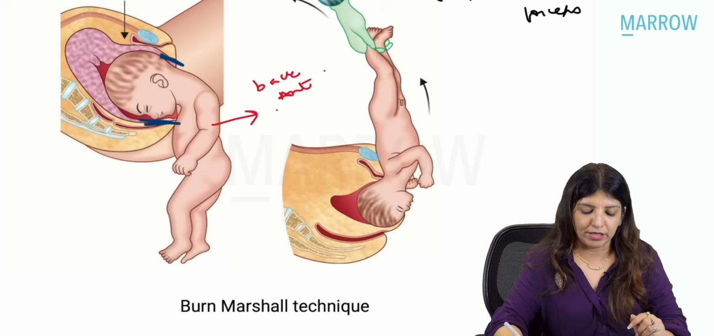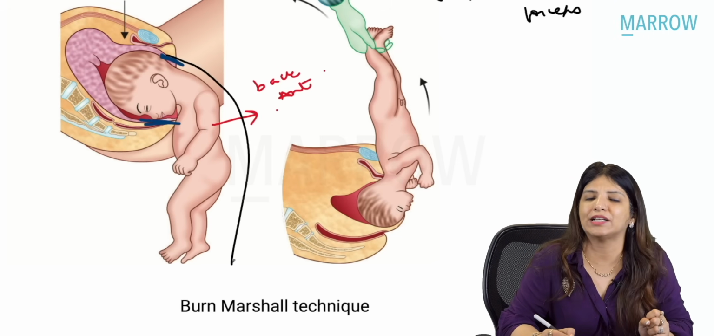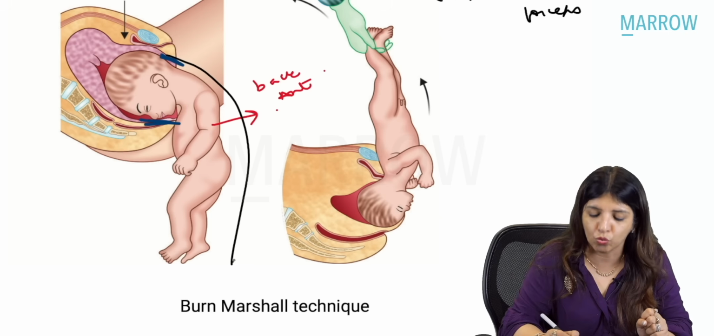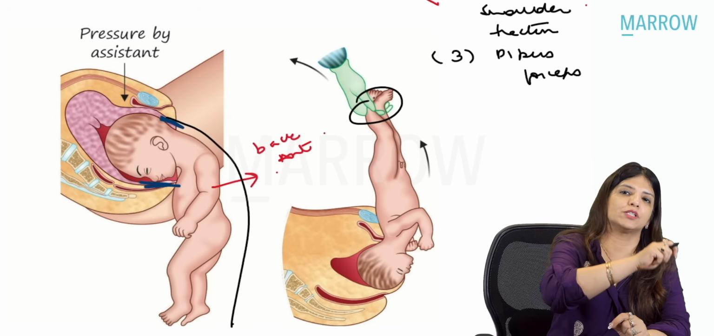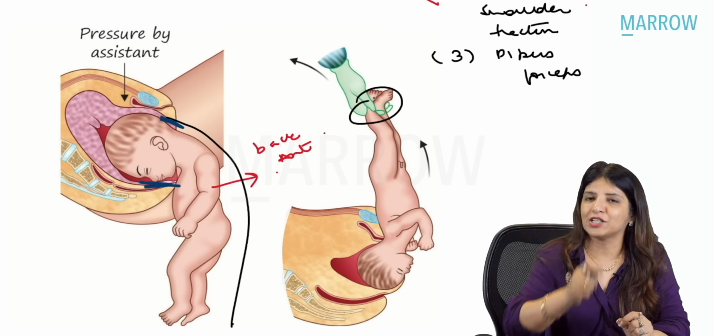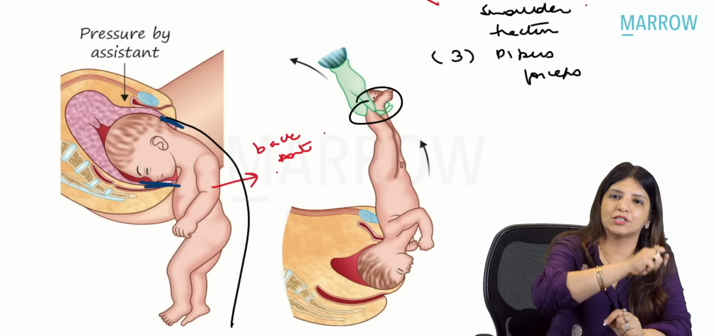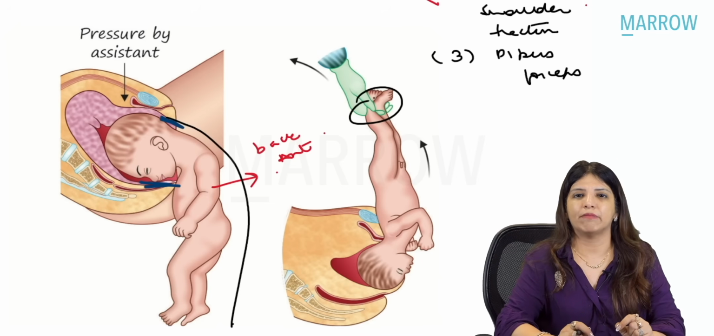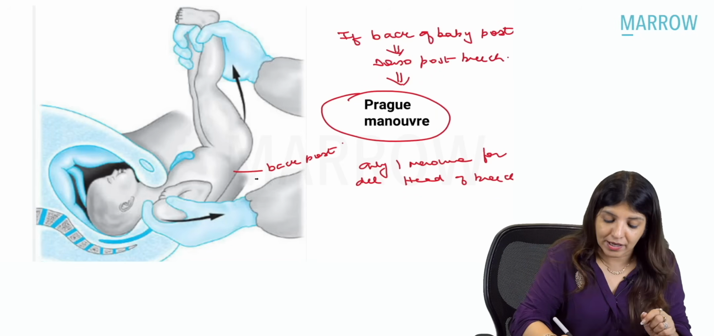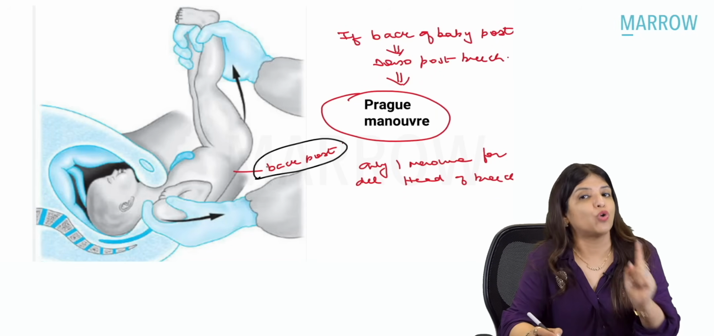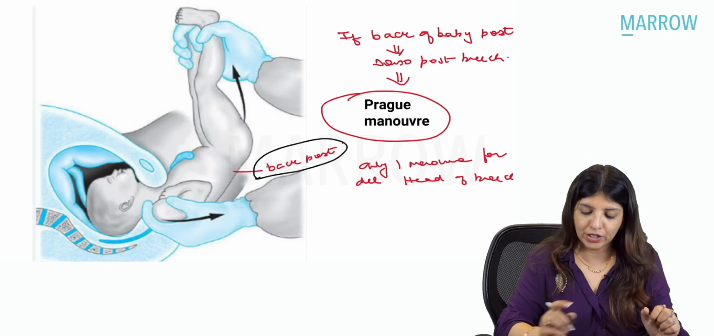Now, in case of Burns-Marshall technique, what do you do? In the image you will see that initially the baby is hanging by its own weight. Then we are holding the feet of the baby and we are taking it towards the mother's abdomen. So if you see that initially the baby is hanging by its own weight and then the feet are being held and taken towards the mother's abdomen, that means it is Burns-Marshall technique. Now I know you are going to say, ma'am, here also we are doing the same, but over here the back is posterior, so this is not called Burns-Marshall, this is called Prague's maneuver. Clear to all of you?